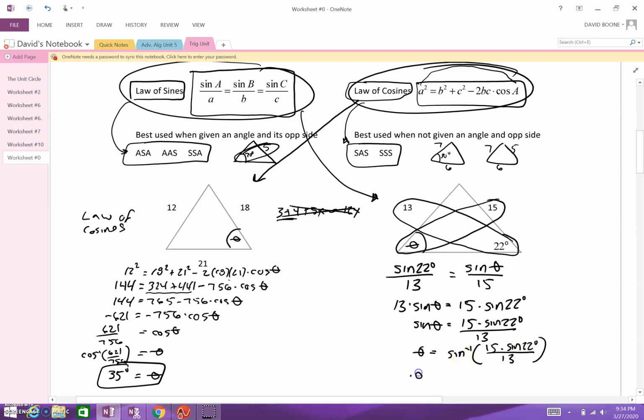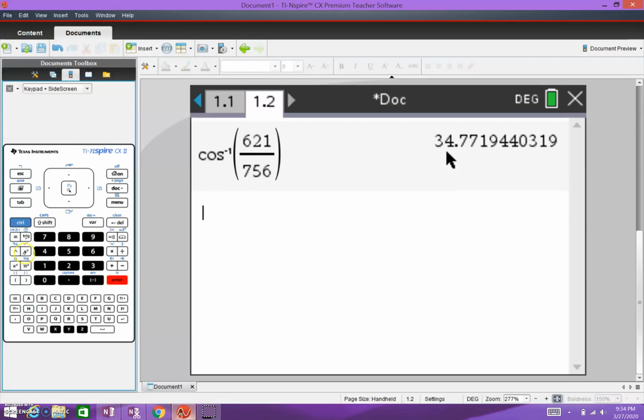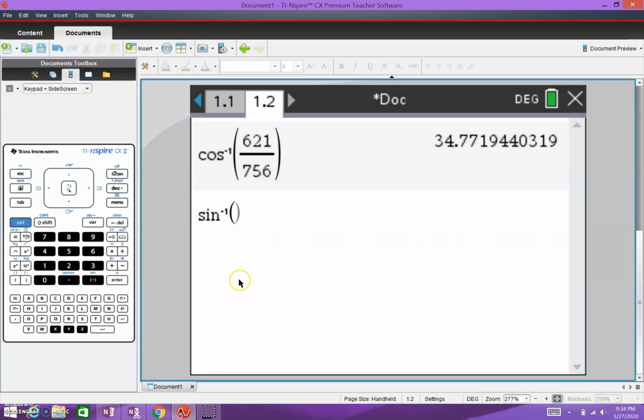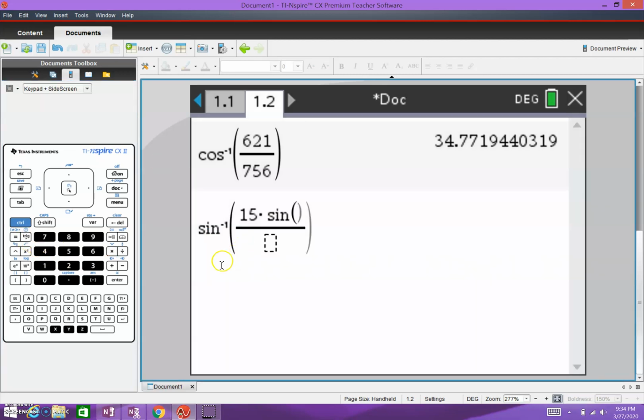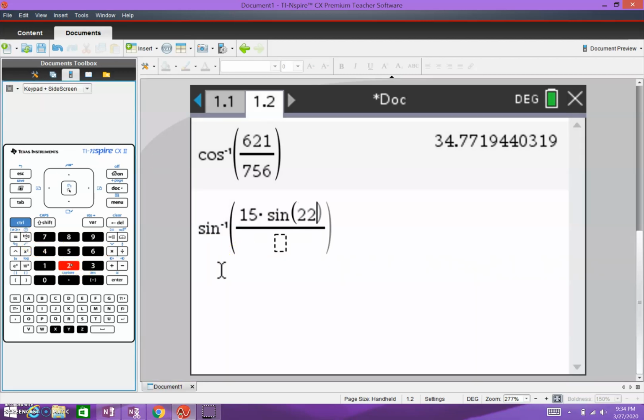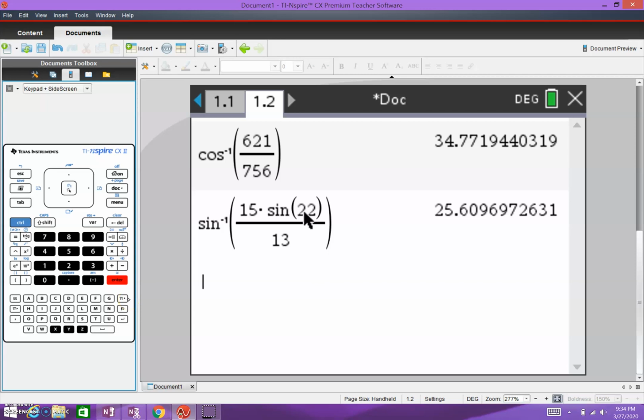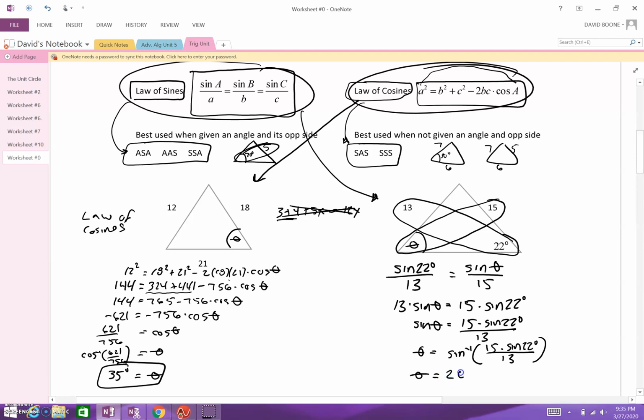Again, let's find it in degrees, because I know that my calculator is already in degree mode. So I'm going to go inverse sine and control divide to get that fraction. On the top part it was 15 times the sine of 22 degrees, and if it's in degrees, that's what that number is thinking. And on the bottom was 13. If I press enter and round that to the nearest degree, it'd be 26 degrees.